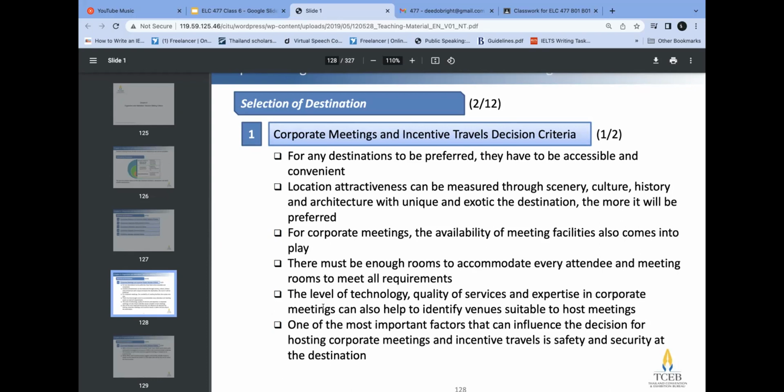Okay. Next one is the level of technology. Okay, this is a criterion, right? Level of technology, quality of services, and expertise in corporate meetings can also help to identify the place which is suitable to host a meeting or not.